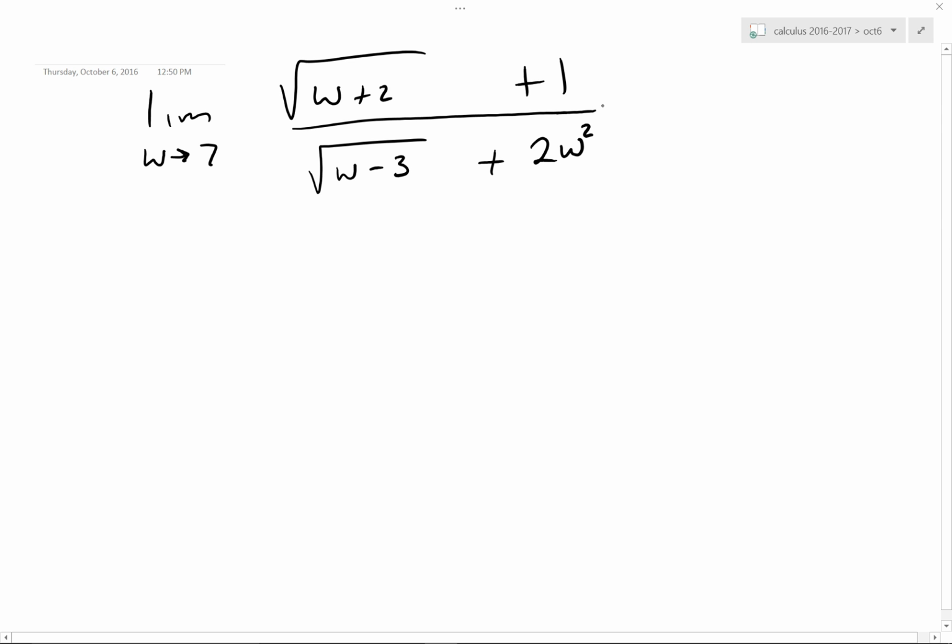Here we go, friends. Where do we start? So I see it's a quotient. So I'm going to bring this limit up on top. I'm going to do it nice and slow, a step at a time.